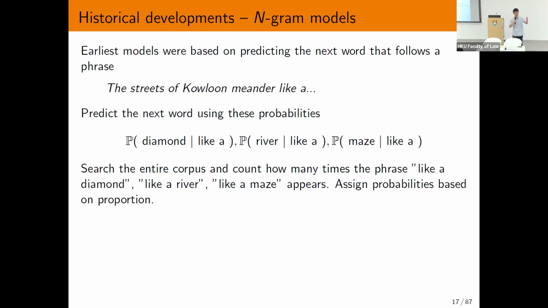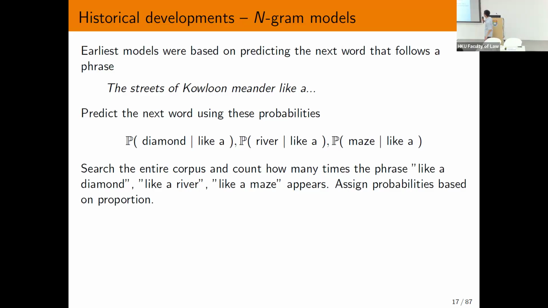How do you do it? Let's start thinking about it. If you had to do this problem of predicting next text, how would you do it? This was the first, most primitive idea that came out many decades ago. They predicted the next word based on a chunk of words said previously. For example, if I read this phrase here, "the streets of Kowloon meander like a" what?